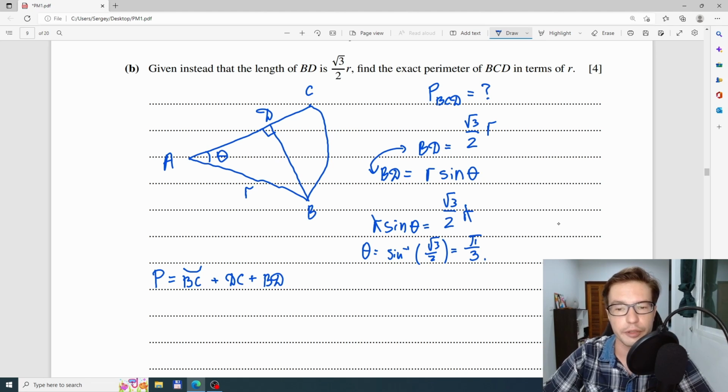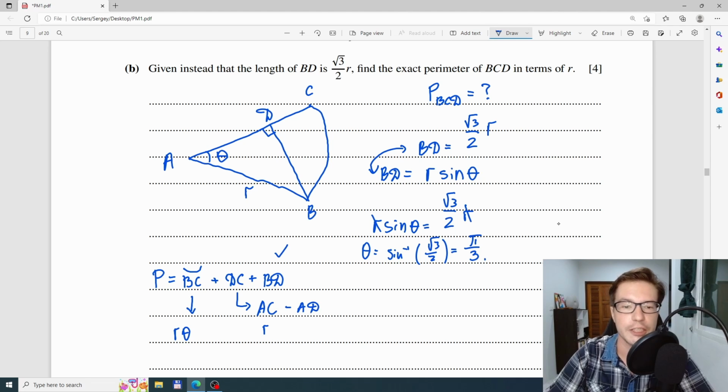Now, we already know that BD equals square root of 3 over 2 r, so this one is sorted. For the length BC, I'm going to use the formula r times theta. And now all we have to do is to find the length of DC. Now we know that AB is the radius of the sector, and so is AC. So AC is the radius, and I will have to subtract AD.